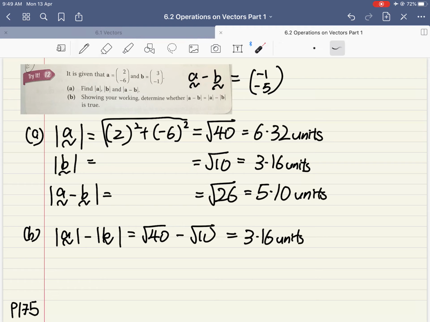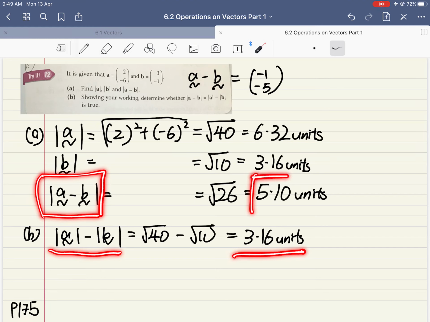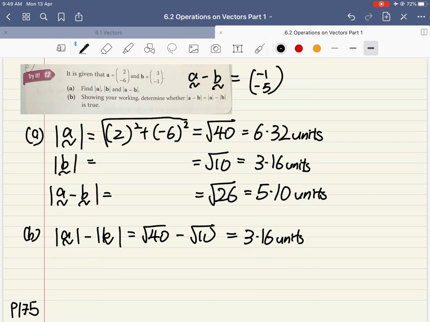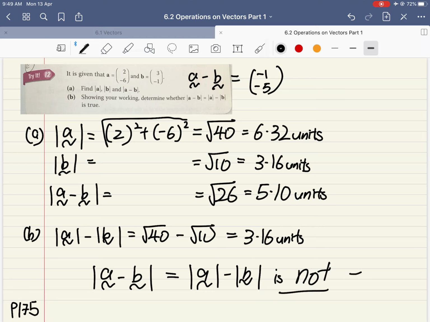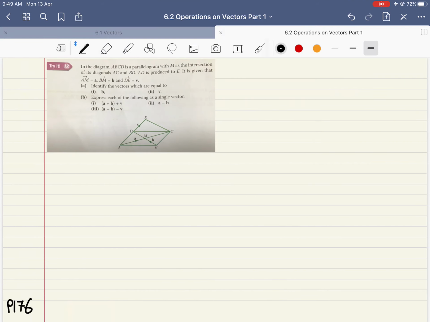So can you conclude if they are equal? They are not, because magnitude A minus magnitude B is 3.16 units, while the magnitude of A minus B is 5.10 units. So I can conclude in this case that this equals to this is simply not true.